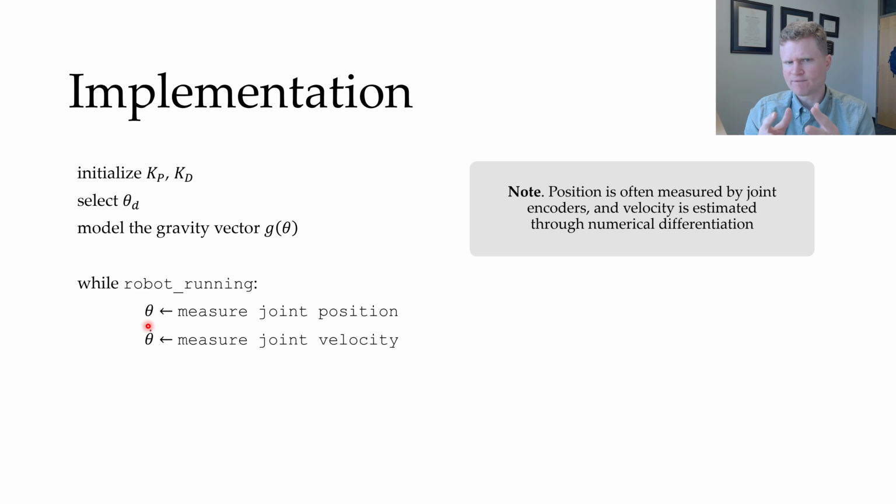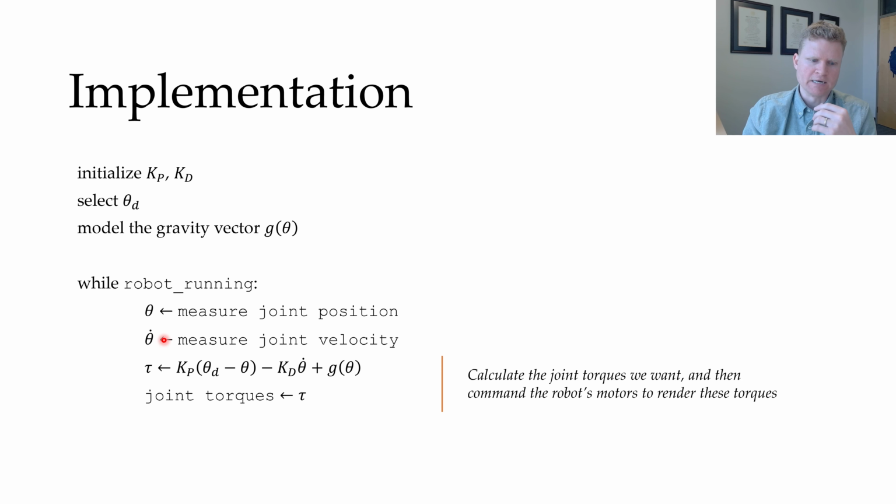Now here, I often don't have sensors that directly measure joint velocity. And so what we do instead is I take my joint position and I perform numerical differentiation in order to estimate my joint velocity. It comes out to a pretty accurate estimate, and so I can work with this. Now that I have my joint position and my joint velocity at the current point in time, I can plug them into my control equation.